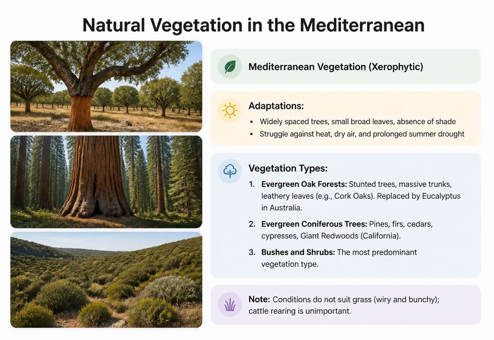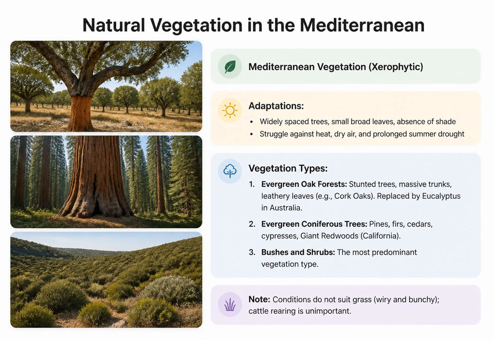In the most favored areas, you'll find open woodlands of evergreen oaks, like the valuable cork oak with its massive fire-resistant trunk. In Australia, eucalyptus dominates, while California boasts the giant redwoods. You'll also find evergreen conifers like pines and cypresses. However, the most common vegetation by far is dense, drought-resistant bushes and shrubs.